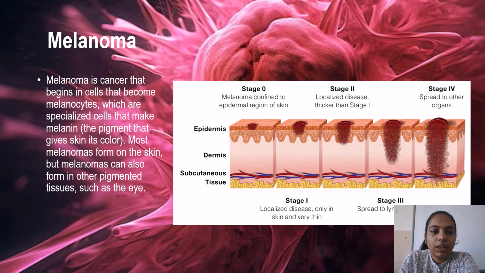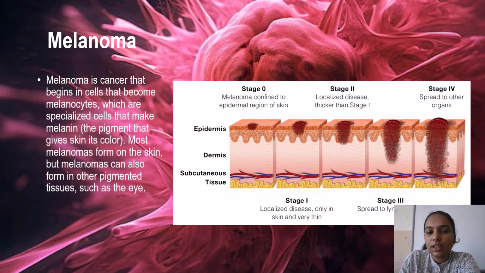Next we have melanoma. Melanoma is a cancer that begins in cells that become melanocytes, which are specialized cells that make melanin, the pigment that gives the skin its color. Most melanomas form on the skin, but melanomas can also form in other pigmented tissues such as the eye. So we have a picture here which describes the stages. This is epidermis, this is dermis, this is subcutaneous tissue.